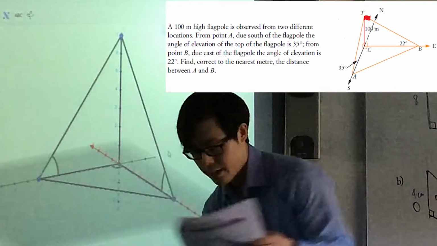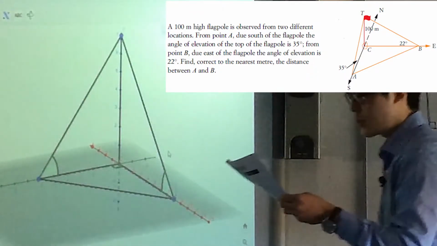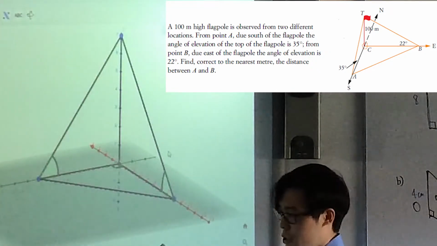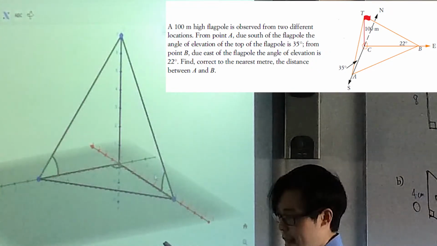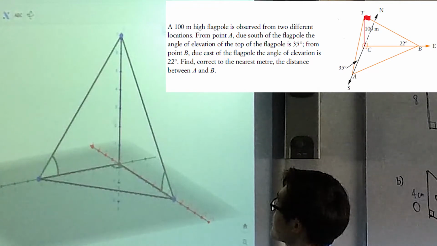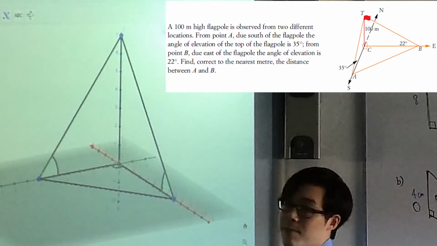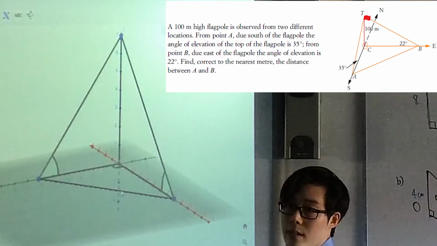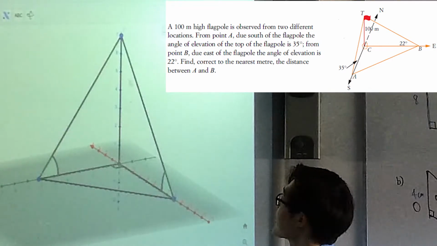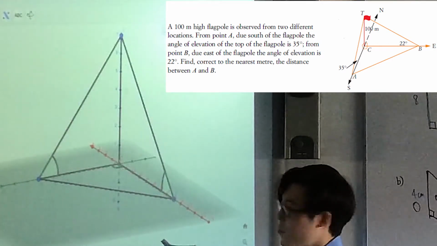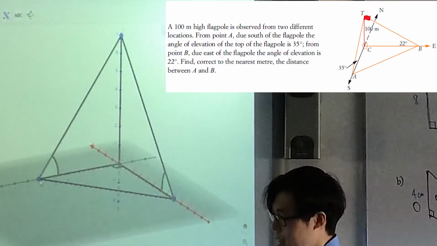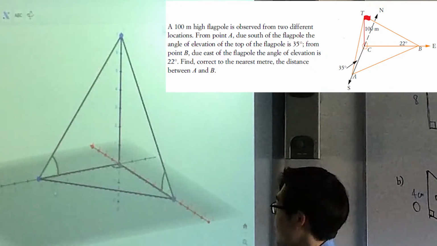A 100-meter flagpole is observed from 2 different locations. From point A, girls, this long line right there, that's the flagpole, 100 meters. You need to really look over here. That's the flagpole, 100 meters. Now, from point A, that's right here, due south of the flagpole. This is what it means.